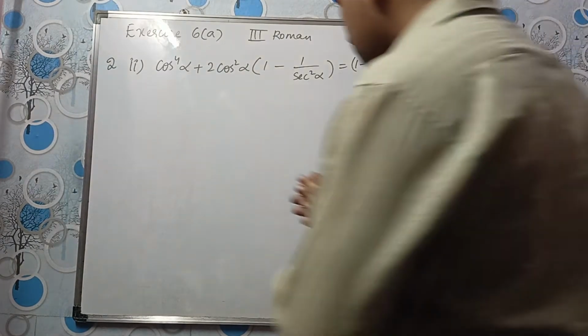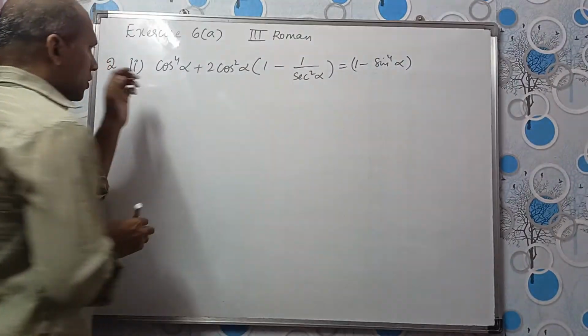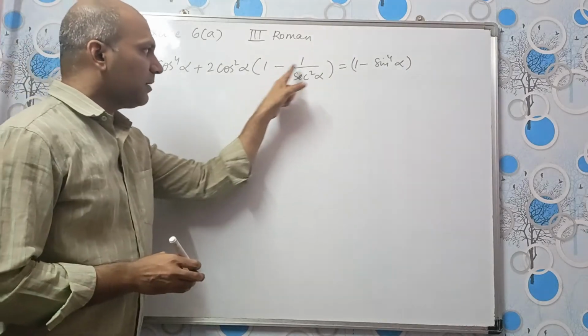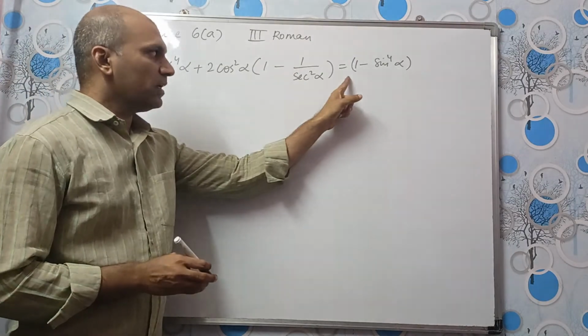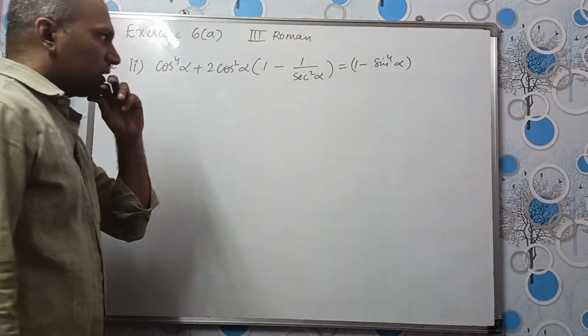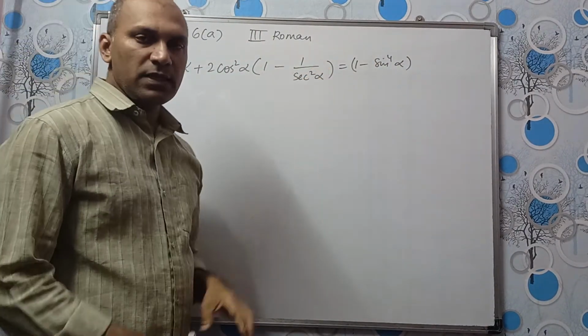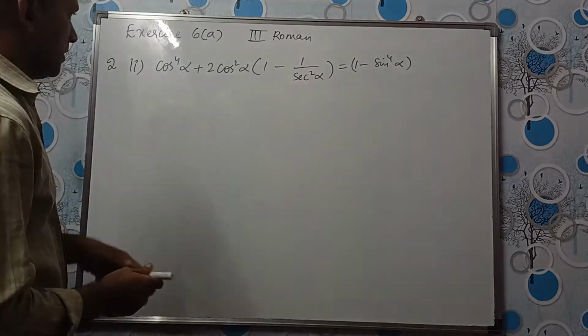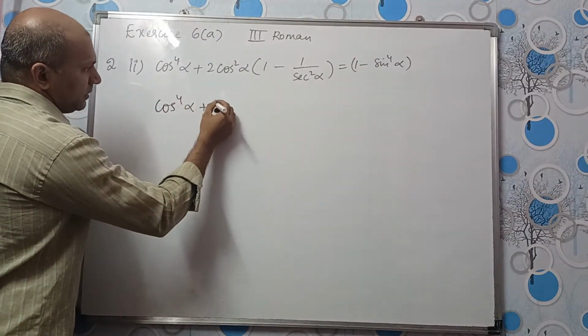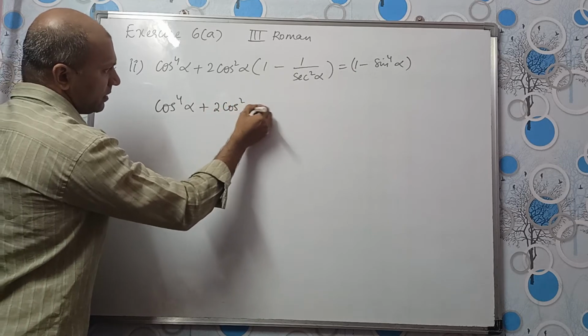Okay, let us solve this problem. Cos power 4 alpha plus 2 cos alpha multiplied by 1 minus 1 by secant square alpha is equal to 1 minus sine power 4 alpha. We should prove that this LHS and RHS are equal. Okay. Alright. Let us write these terms as it is.